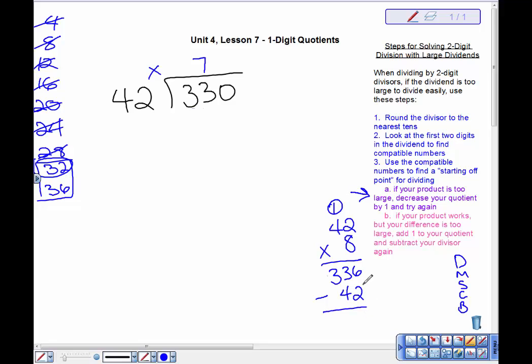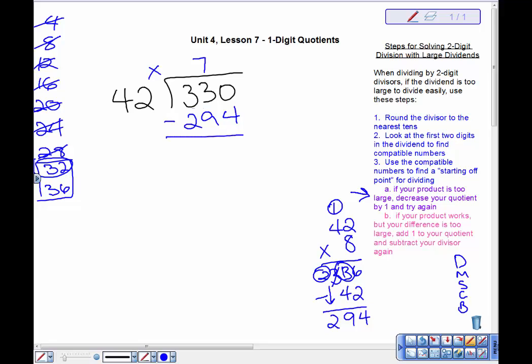So it'll give me 42 7 times. So if I subtract, 6 minus 2 is 4. 3 minus 4 I can't do, so I'll borrow from the 3 and make it a 2, and make this 3 a 13. 13 minus 4 is 9, and now bring down that 2, and I have 294. 294 is less than 330, so I can absolutely use that.